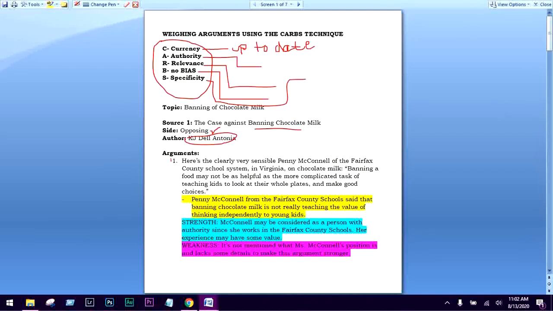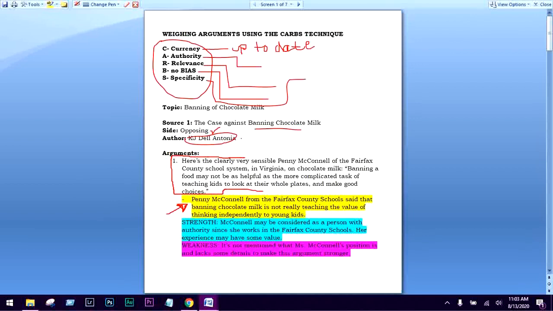And I highlighted this part from the passage. But what I suggest you to do is to try to use your own words when trying to restate them. So this paragraph is basically talking about Penny McConnell. So this is one argument that KJ Dell'Antonia tried to point out, that Penny McConnell from Fairfax County Schools said that banning chocolate milk is not really teaching the value of thinking independently to young kids.